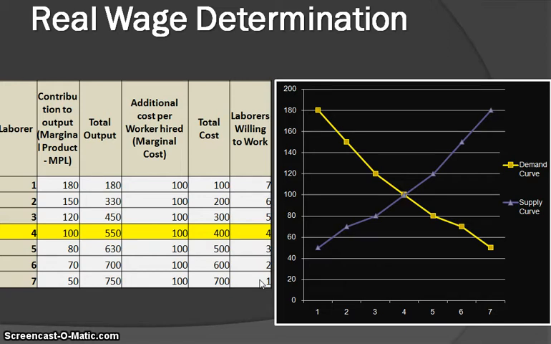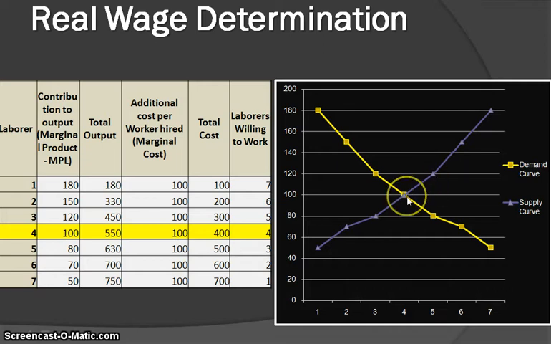being willing to work. So therefore we see there's a negative relationship that exists between the real wage and the demand for labor, which gives rise to a downward sloping demand curve from left to right. And there's a positive or direct relationship that exists between the supply of labor and the real wage, which gives rise to an upward sloping supply curve from left to right.